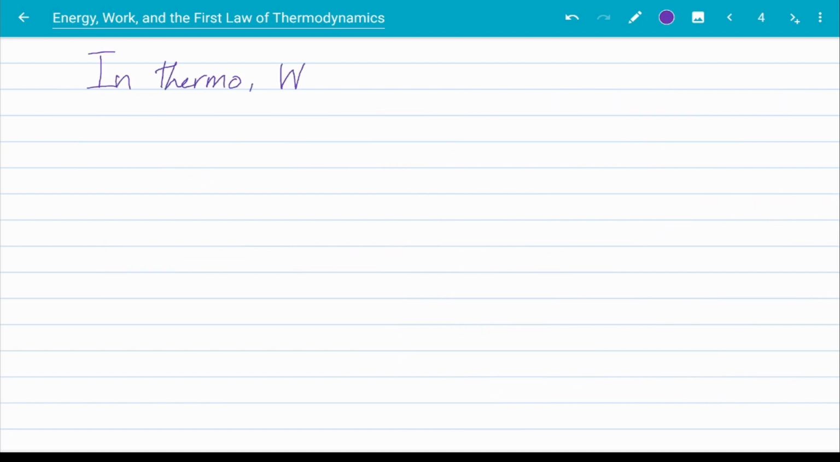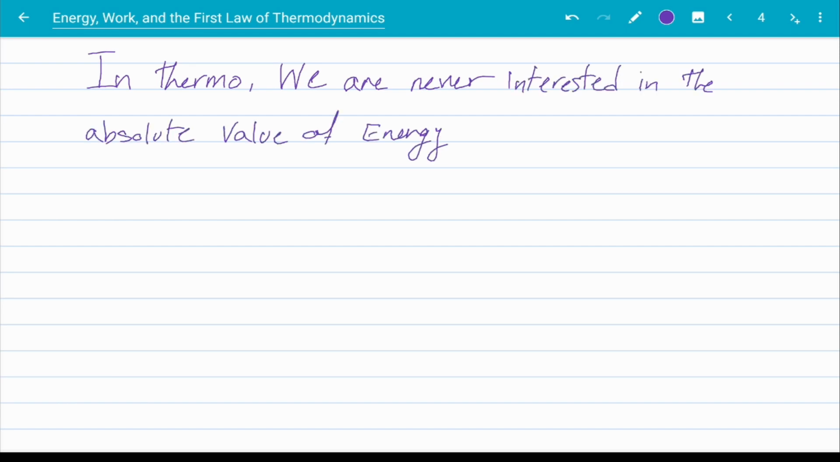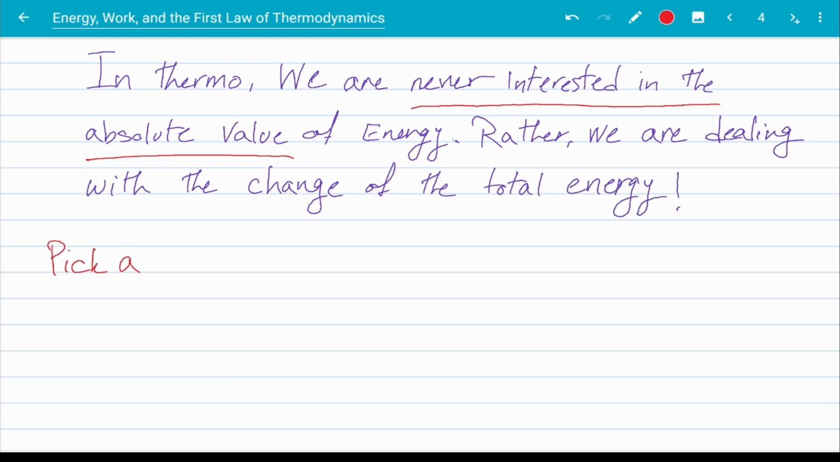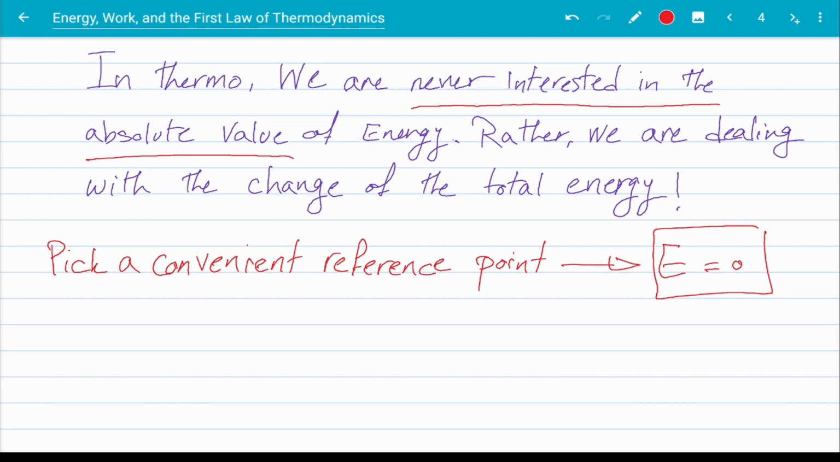Now in thermo, we almost never deal with the absolute values of energy of a system. Rather, we are always interested in the change of energy. So it's always practical to set a convenient state or reference point and assume the energy of the system is zero at that state or reference point. I'll give examples of this in a few minutes.